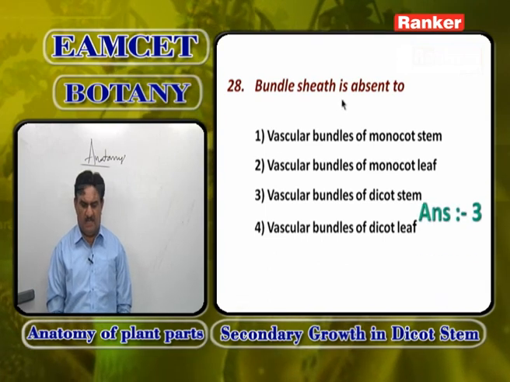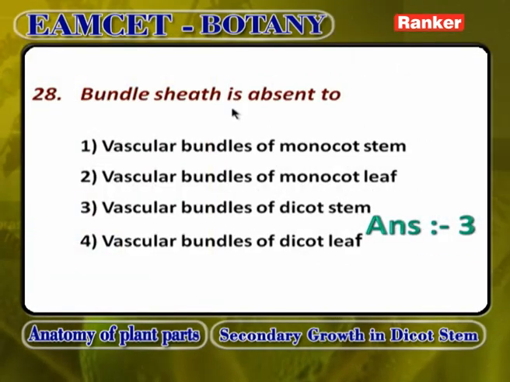Bundle sheath is absent in. Definitely it is present in vascular bundle of monocot stem made up of xylem fibers, hence it is also called fibrovascular bundle. It is present in the vascular bundles of monocot leaf, it is present in the vascular bundles of dicot leaf. Why? Because vascular bundles of dicot leaf and monocot leaf are surrounded by bundle sheath cells.